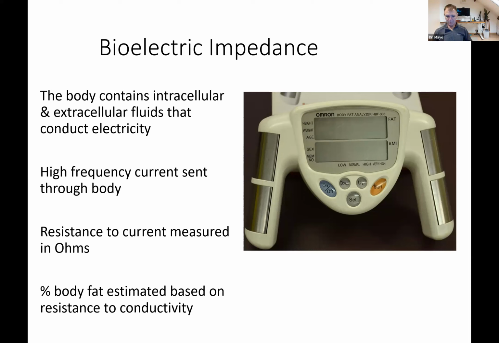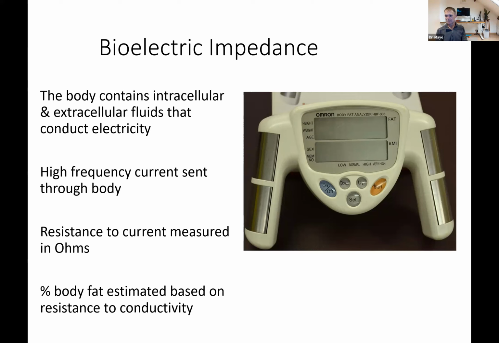Everybody good with that? What else do I want to say on that? Yeah, so here's what we know. The voltage on this current is really small, about as high as a flashlight battery. It's pretty low. But what we know is that if you have more water, then there's less resistance.